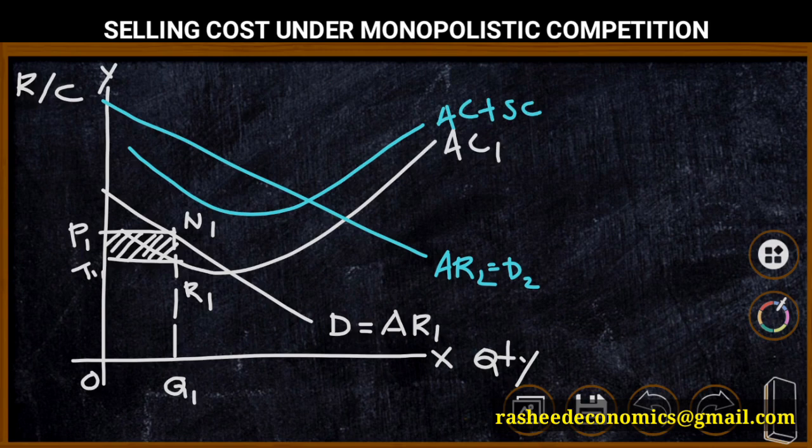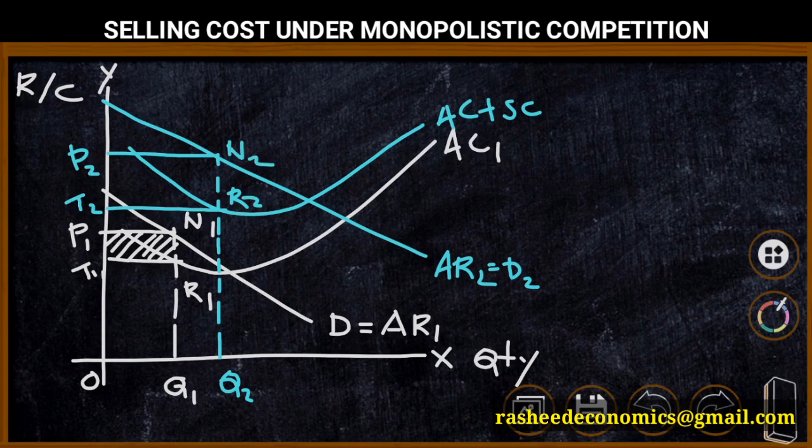The equilibrium quantity is extended to OQ2. That means the quantity of the commodity produced by the firm increases, and this quantity is sold at a higher price, OP2, and the firm is earning an abnormal profit of P2, T2, R2, N2. This shaded area is the total abnormal profit enjoyed by the firm after the imposition of selling cost. For analytical convenience, we are simply avoiding marginal revenue and marginal cost.